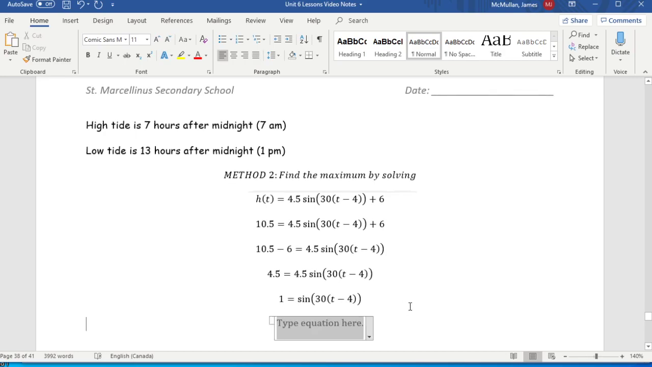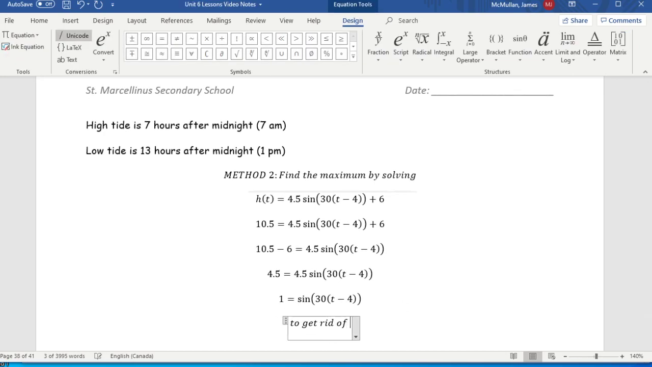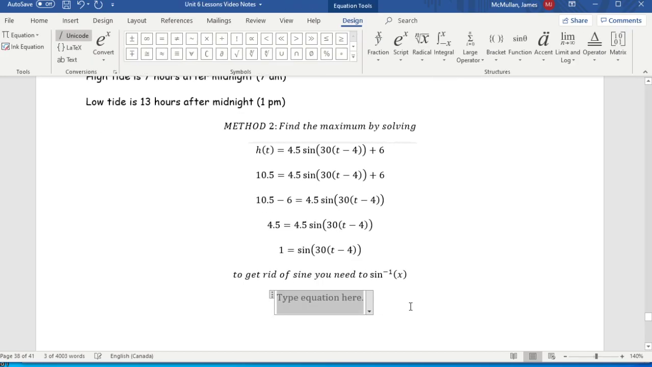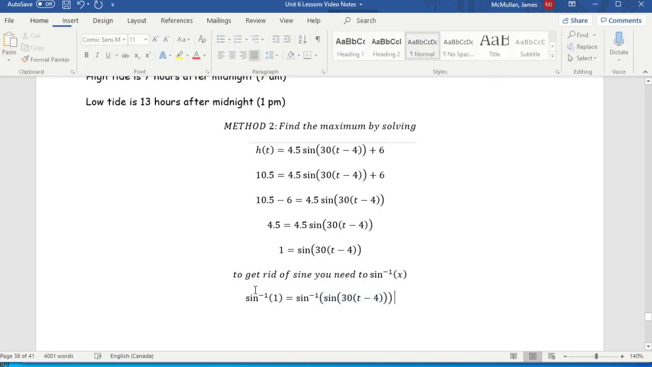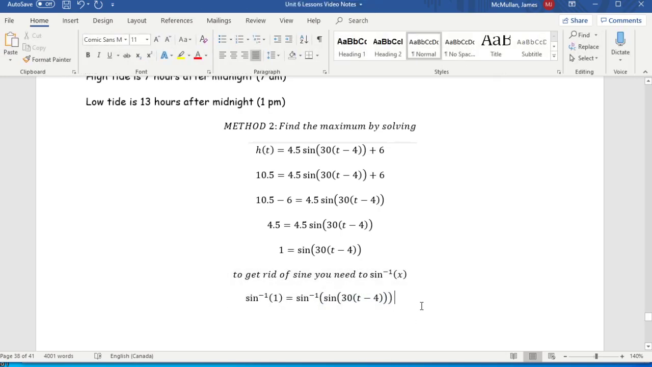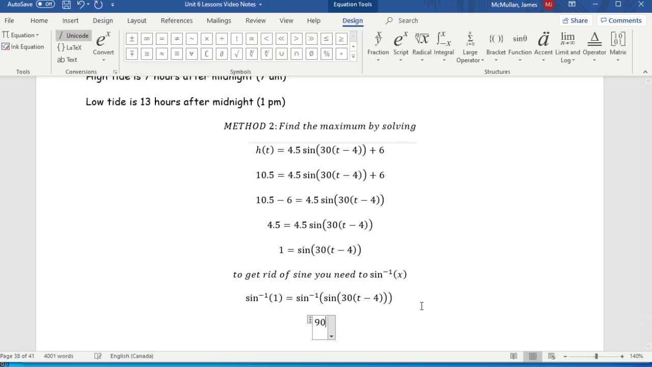Now, in order to get rid of sine, you need to inverse sine, right? Oh, sorry, I need an actual negative 1 up there. It's not 1 over sine. So what happens when you inverse sine both sides? 1 equals inverse sine. Of course, you don't have to write this, but I just want to show you what I'm doing. So we take the inverse sine of both sides. Now, when you inverse sine 1, you're going to get 90.